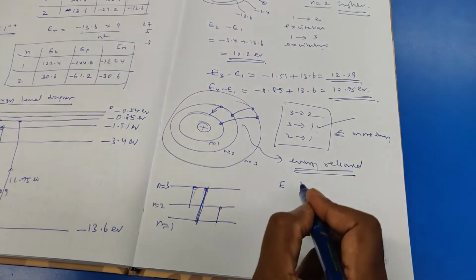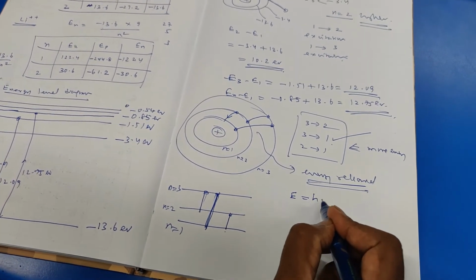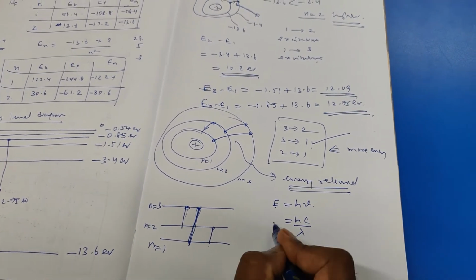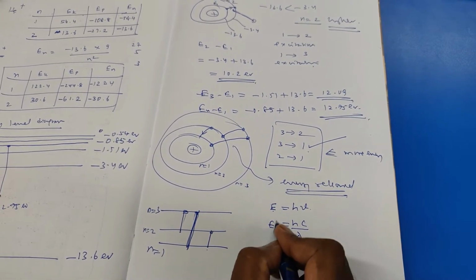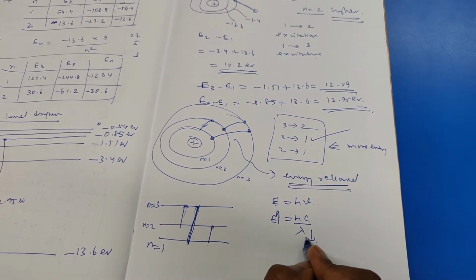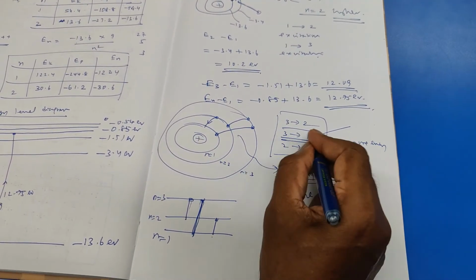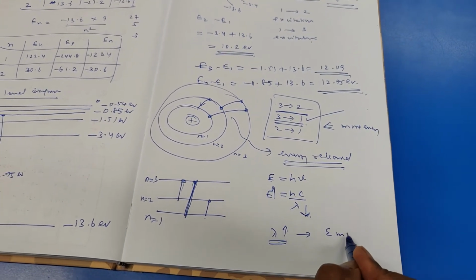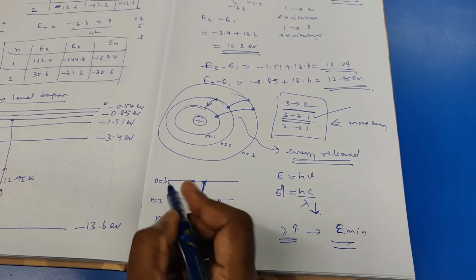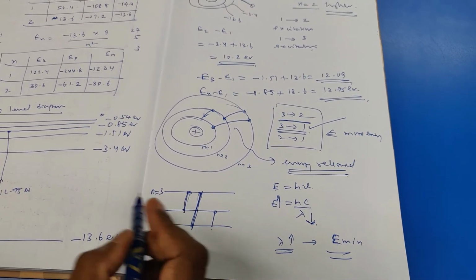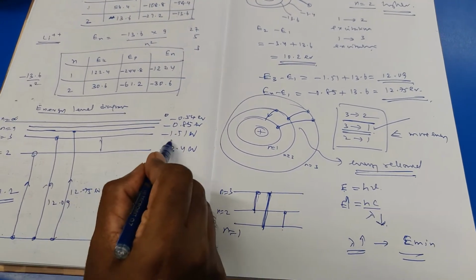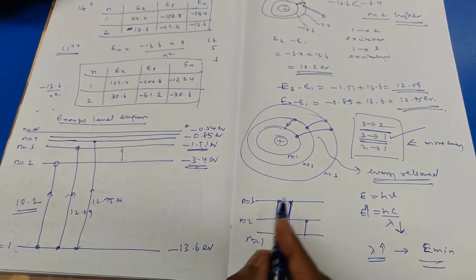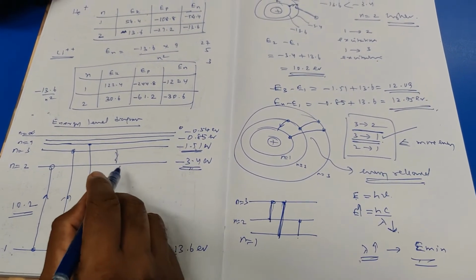Which will have more frequency? If the question is like that, more energy, E is equal to h nu, more energy means more frequency. And we can also write it like this: more energy means less wavelength. Which has less wavelength? You have to say 3 to 1. Which has more wavelength? If that is the question, you should go to minimum energy. Where is the minimum energy? It is 3 to 2, because the gap between 3 and 2 is very, very less, 1.51 to 3.4. That is the gap. So that is the minimum energy and maximum wavelength.